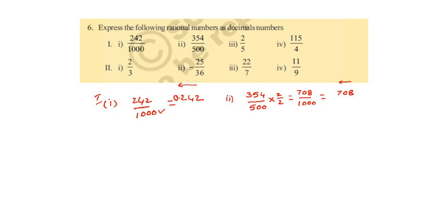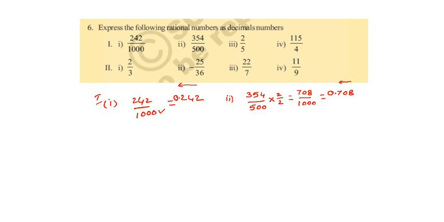If it has 3 zeros in the denominator, you may count 3 digits and put a decimal point from right to left. 1, 2, 3. Now you put a decimal point and you write 0 on the left side of the decimal point. Now what you get is 0.708. That means 354 by 500 is written as 0.708. In this manner, you may find the remaining also.